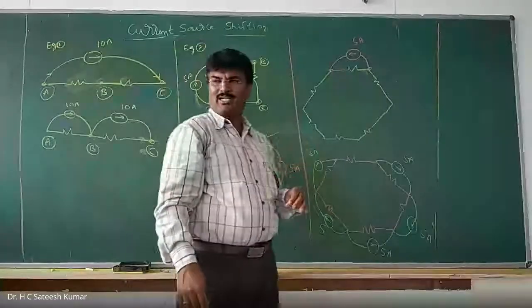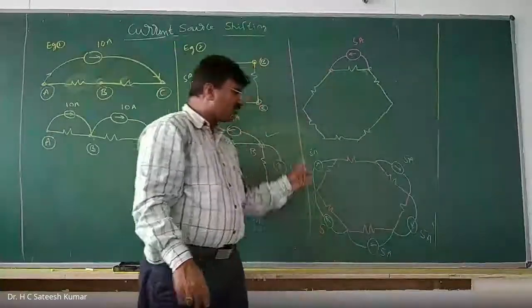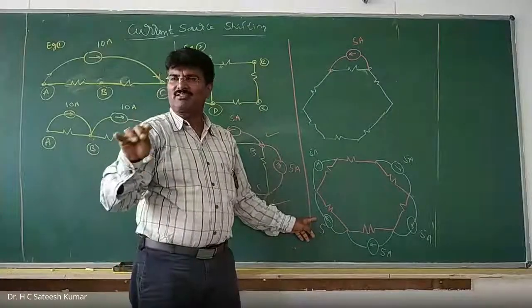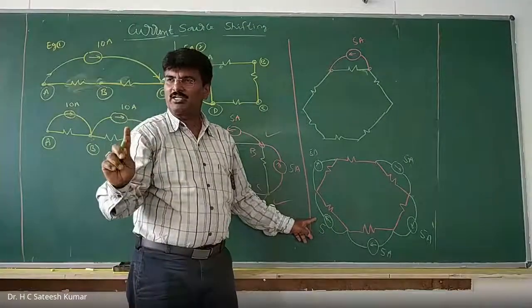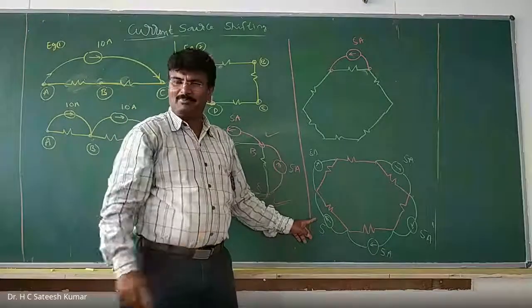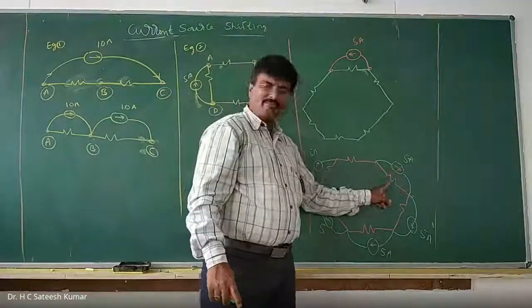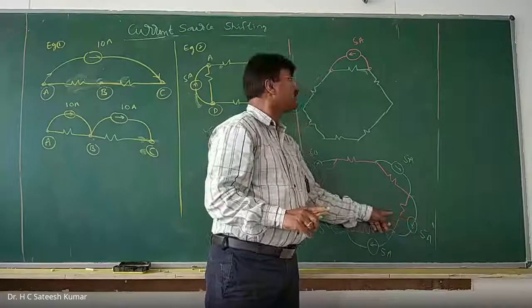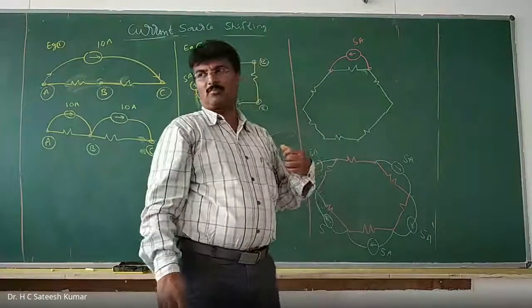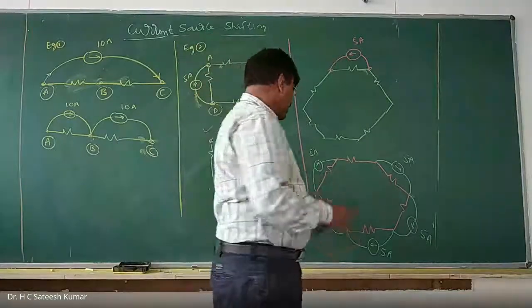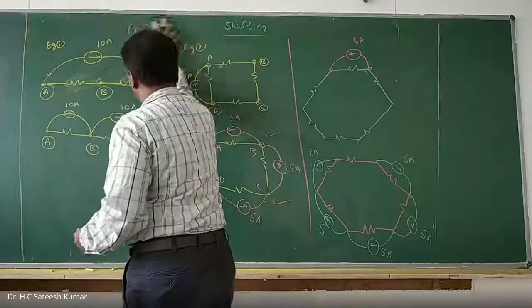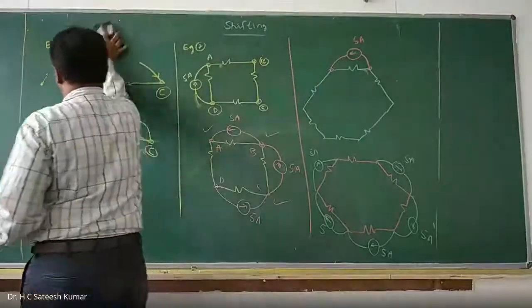Now, what is the advantage of this one? If you want to simplify all these things, because all of them are connected in series, if you want to simplify a series connection, all the sources should be converted into voltage source. Now it is possible because a current source in parallel with the resistance can be converted into voltage source in series with the resistance. This is known as source shifting. Right. Now let us do a few problems on this source shifting.